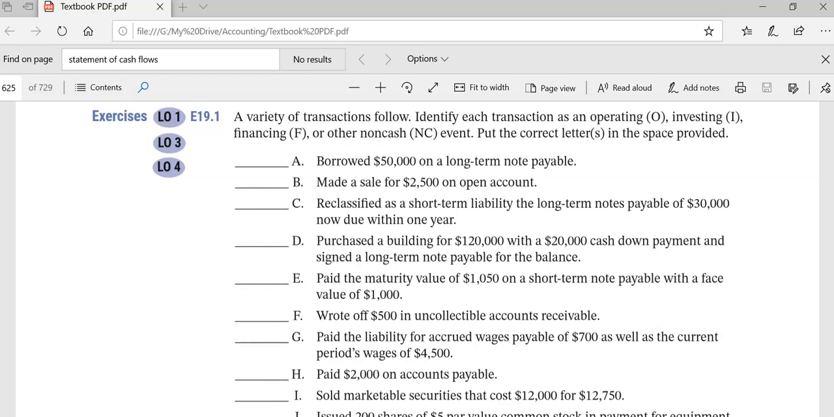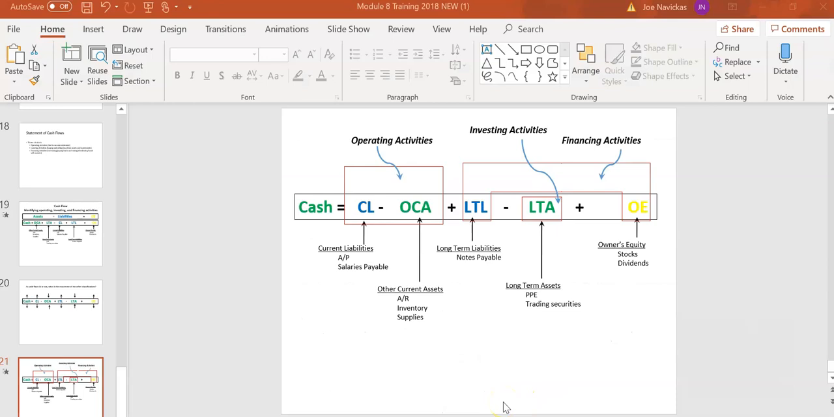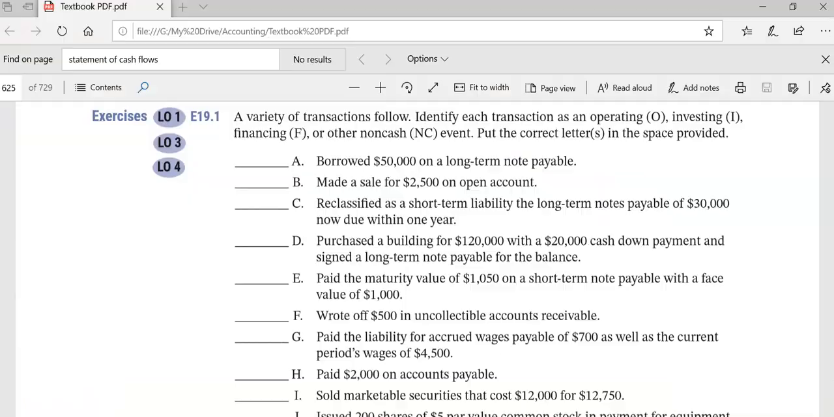All right. So first one here, we're going to identify. We're borrowing $50,000 cash on a long-term note payable. The key words there are long-term note payable. So if I go back into the PowerPoint that I had here, since it's a long-term liability, it is a financing activity. So the first one here is going to be a financing activity. We're financing our business through using a long-term liability.